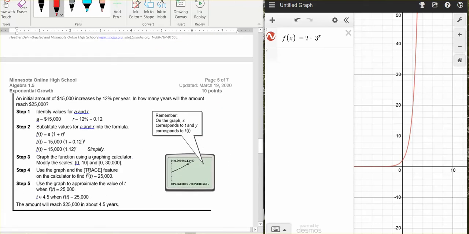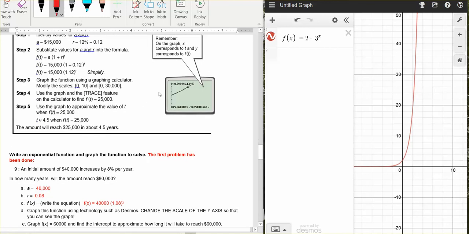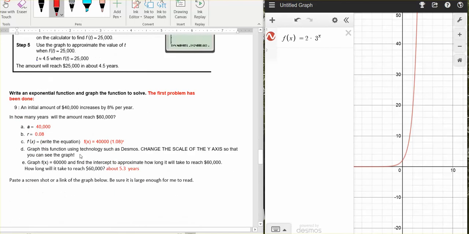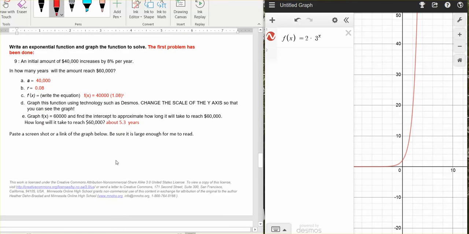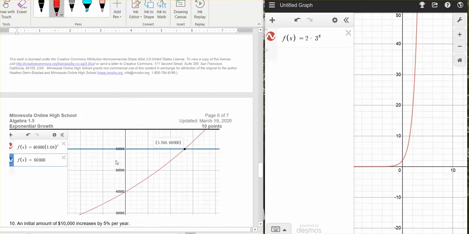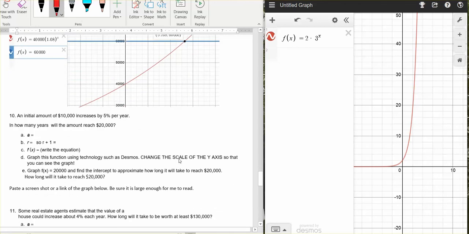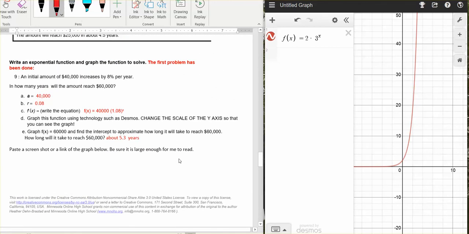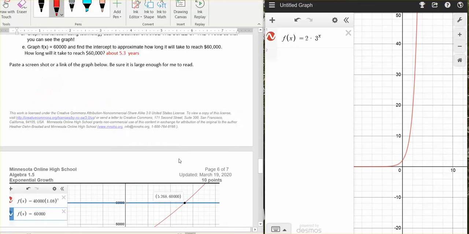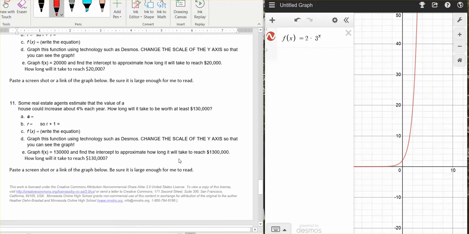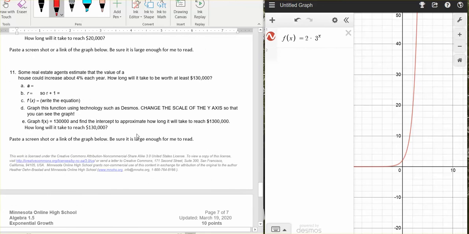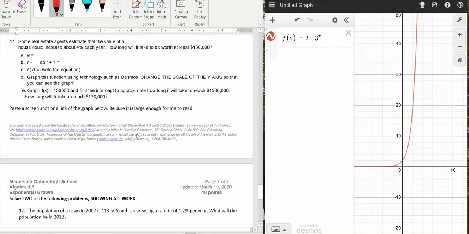So there's an example here, and this one's using a graphing calculator. This example is very similar to number 10 on your worksheet, so make sure that you look back, and here's an example of the graph and what the size of the graph should be. And then let's look at number 11. Number 11 says that some real estate agents estimate that the value of a house could increase about 4% each year. How long will it take to be worth at least $130,000?